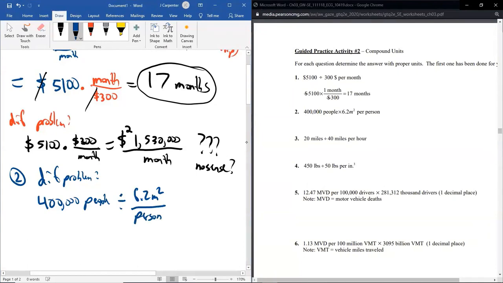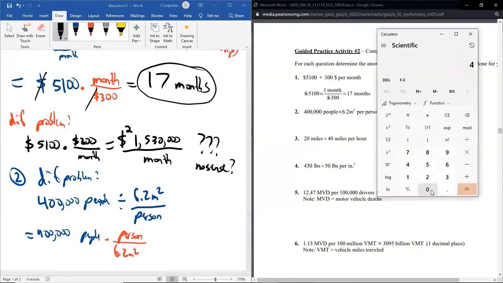Now, people and persons are the same thing. People is not persons squared. It's just like having an S at the end of person. Persons, people. So you might say, oh, these cancel. Nope, they don't, because this is a division. We don't start doing math with division. We have to change this to 400,000 people, then times persons, aka people, over the 6.2 meters squared. And when you do this, the 6.2 is in the bottom, so we're going to divide.